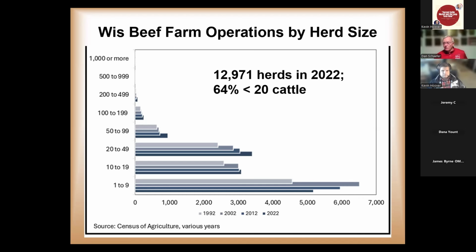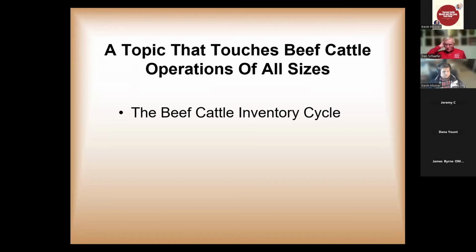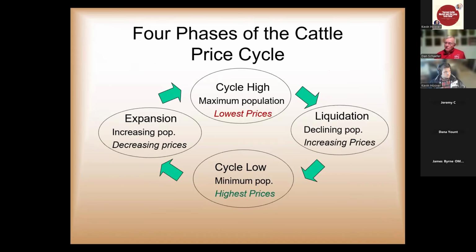A lot of small herds in this state, and this would be true for many states in the country, though not those in the heart of the country where the beef cattle industry is predominant as the economic agricultural industry. So this topic touches on beef cattle operations of all sizes. The topic is the beef cattle inventory cycle. The beef cattle inventory cycle has 4 phases to it.